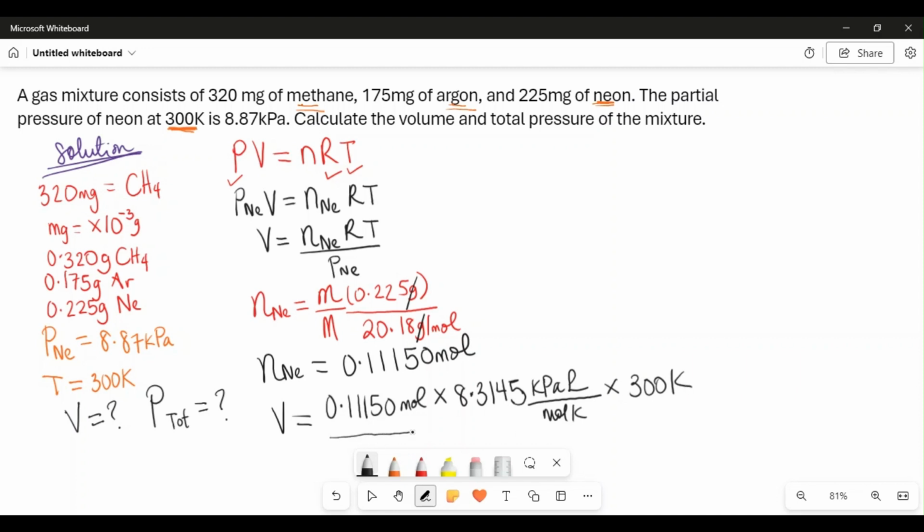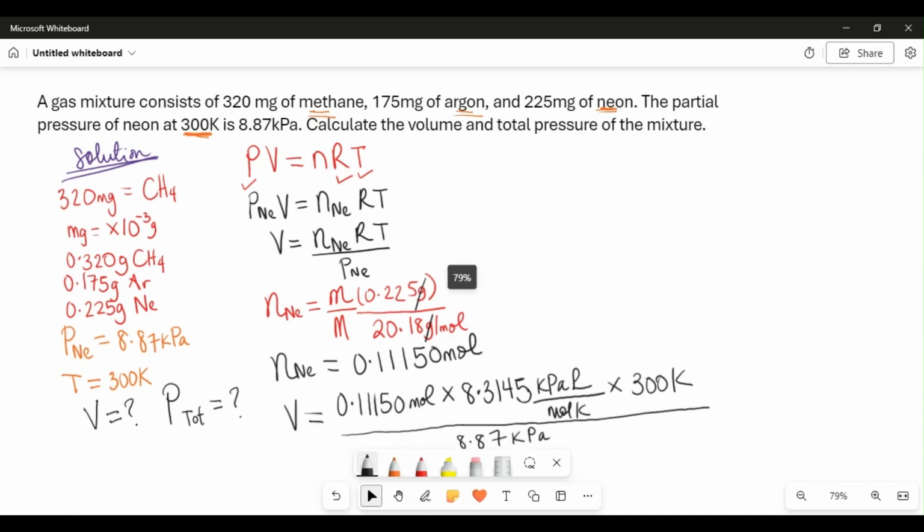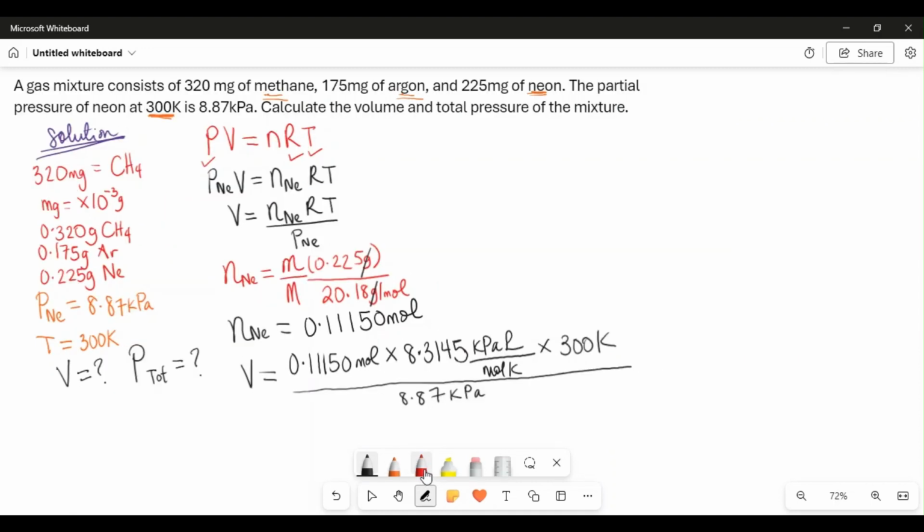All of that information is divided by the pressure, which is 8.87 kilopascal. So we're going to cancel out the moles, the Kelvin units, and the kilopascal. What we're going to end up with is just information involving volume. So volume is going to be all of this information inputted in a calculator.